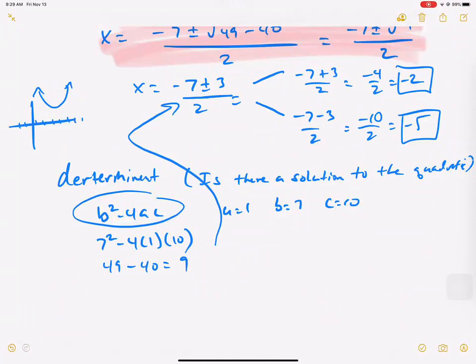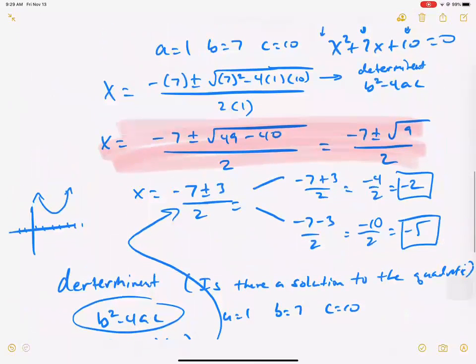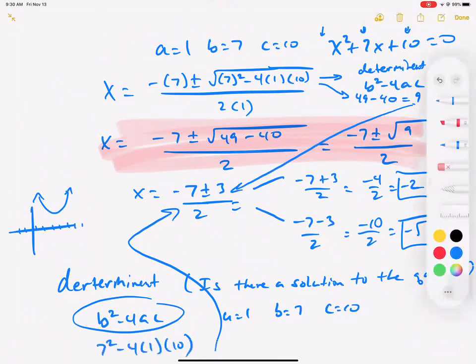So as a side note, instead of writing all this out here, if you just take a sidebar, you say, oh, hey, 7 squared is 49, minus 4 times 10 is 40, that's 9. Well, 9 isn't imaginary. That means we do have 2 answers. What's the square root of 9? 3. Just jump from here to here, because if you notice, in the red, all we're doing is copy, copy, copy, copy, which is kind of a waste of our time.